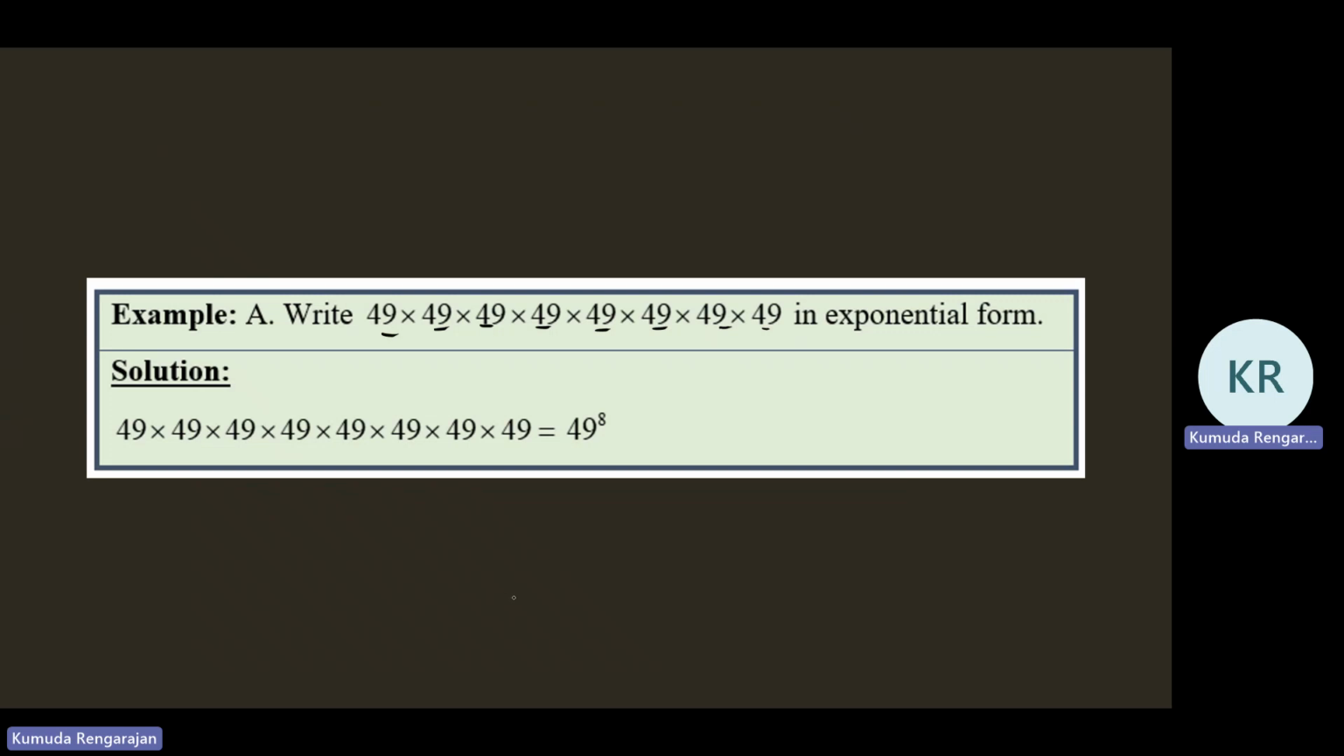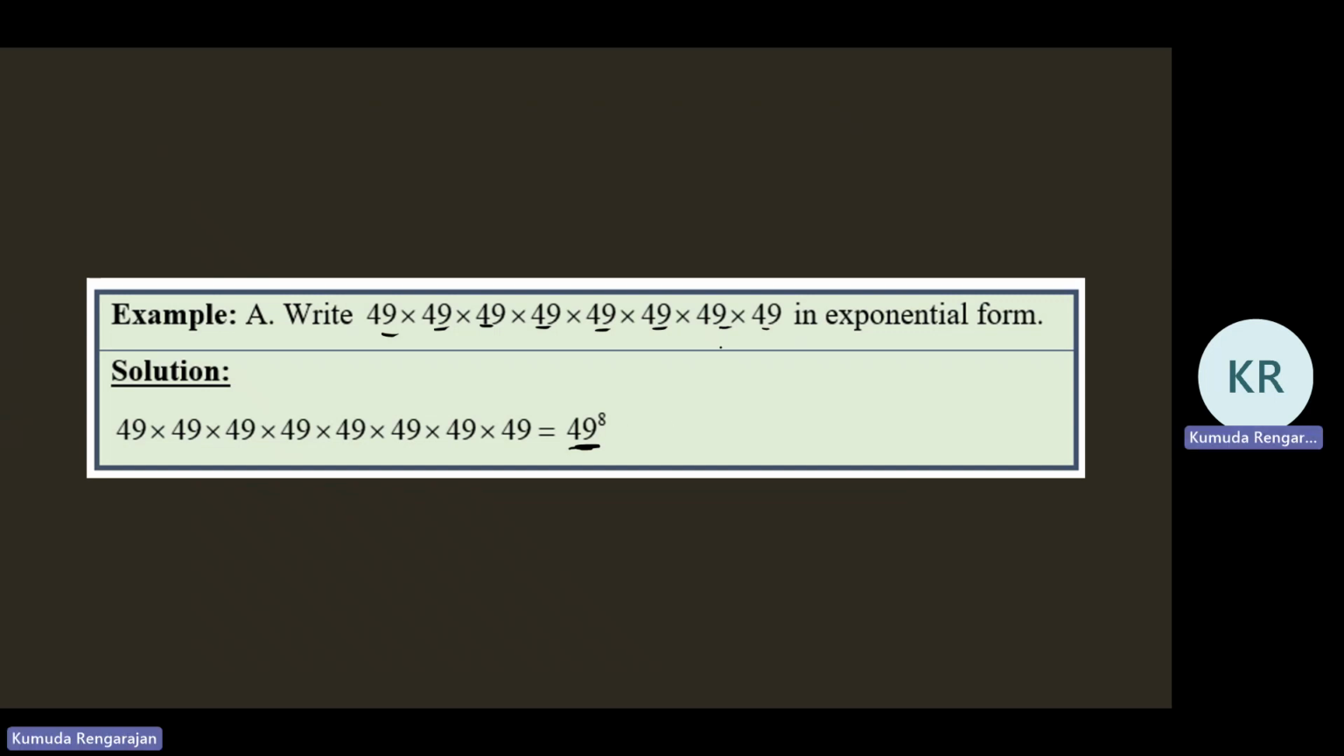So how do you put it in the exponential form? It's called the exponential form. 49, what is repeated? 49, right? That is the base. To the power, how many times? 8 times. 49 to the power 8.